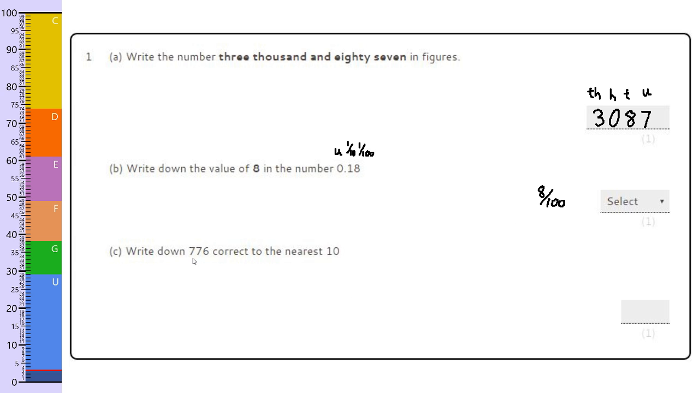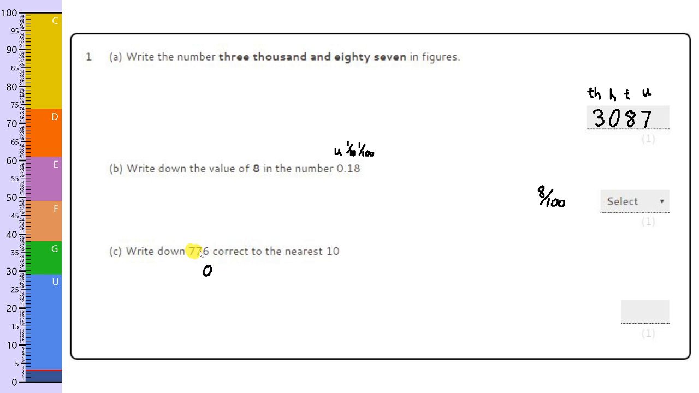So write down 776 correct to the nearest 10. So to the nearest 10, we're looking at keeping these two numbers and getting rid of this number. Now if we get rid of this completely, we'll end up with 77. Now 77 is nowhere near 776, so we don't want to do that. What we want to do is replace that 6 with a 0. But before that 6 goes away, it's got to make a decision. It might change this number here.